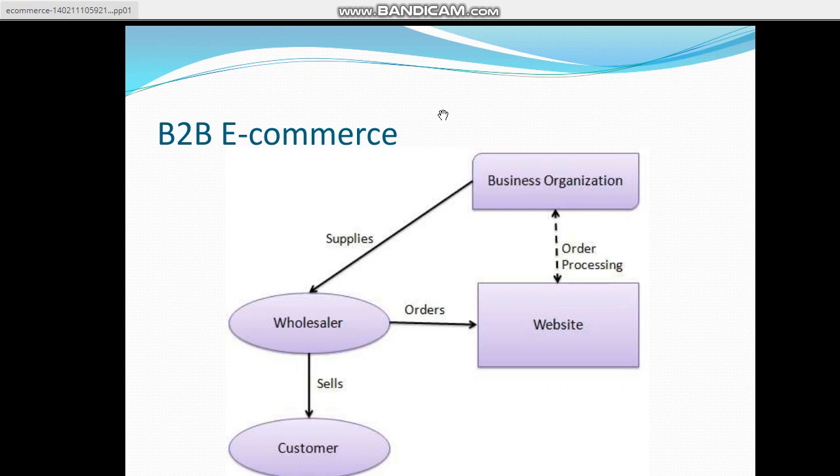What is B2B? Business organization, order processing, wholesaler, and customer. The business organization supplies wholesalers, and wholesalers then put orders at websites. Business organizations also put orders at websites, and the wholesaler then sells to customers.